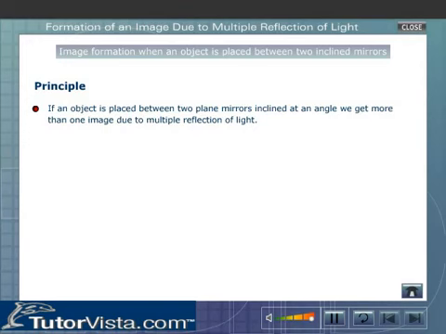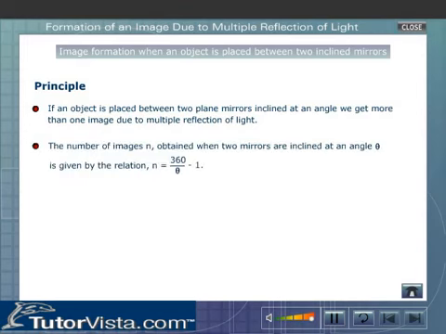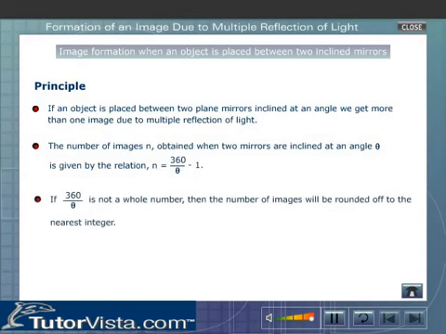Principle: if an object is placed between two plane mirrors inclined at an angle, we get more than one image due to multiple reflection of light. The number of images n obtained when two mirrors are inclined at an angle theta is given by the relation n = 360/theta - 1. If 360/theta is not a whole number, then the number of images will be rounded off to the nearest integer.